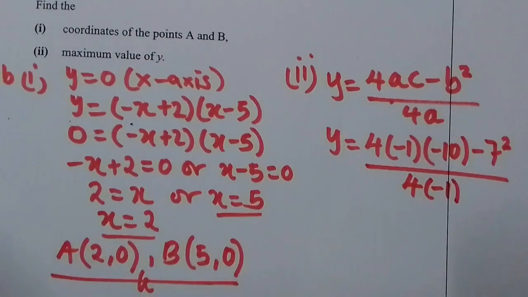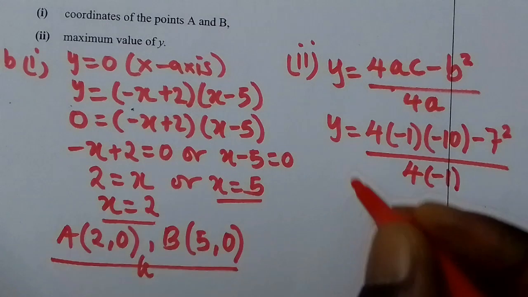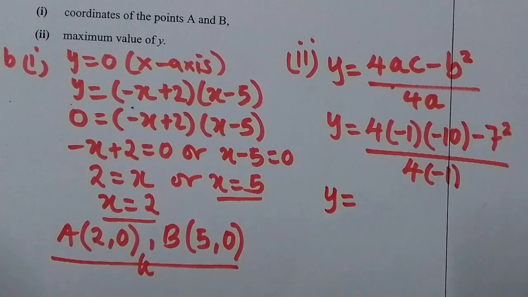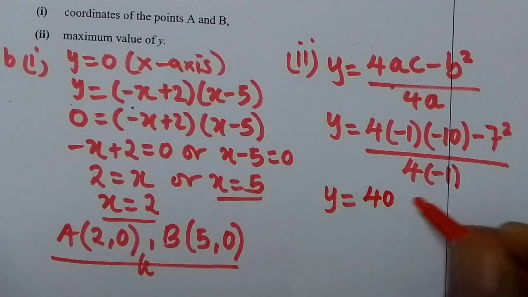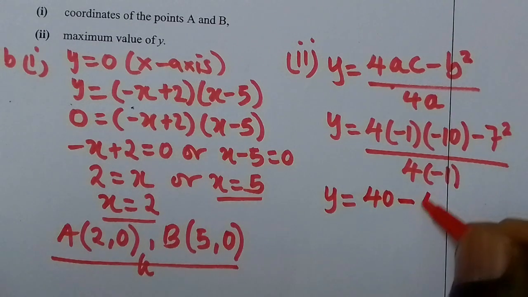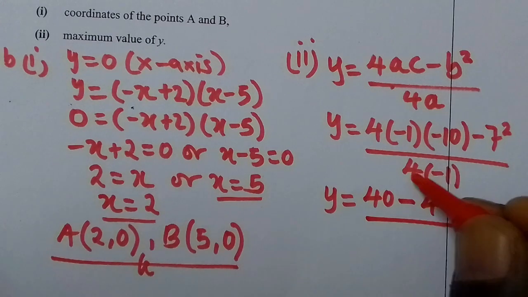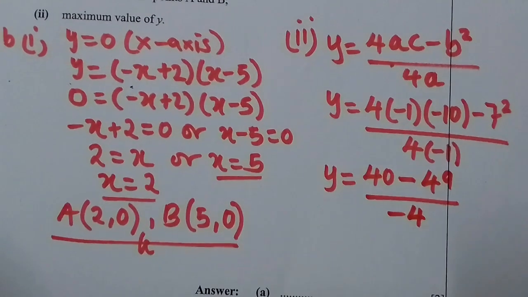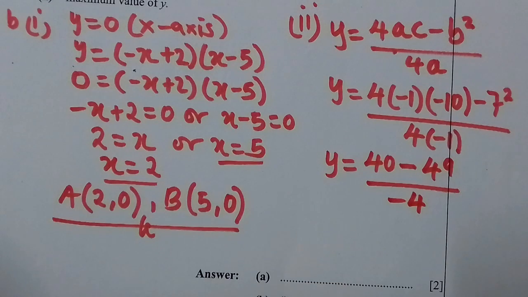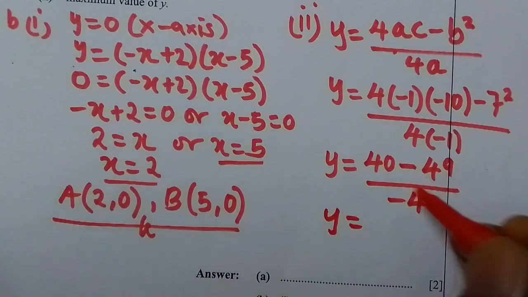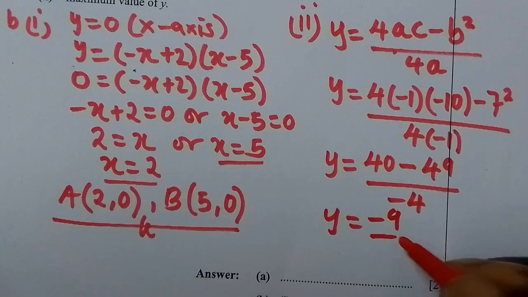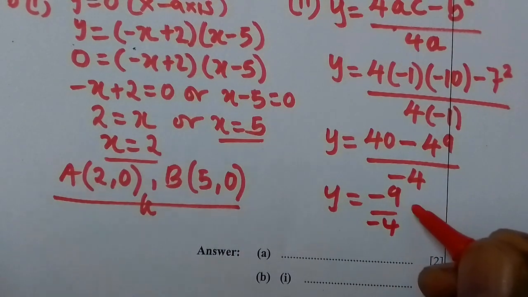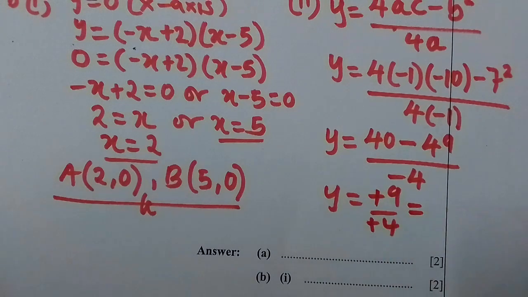So working it out gives y equal to 4 times negative 1 times negative 10. This gives positive 40 minus 7 squared, which is 49, over 4 times negative 1, that's negative 4. Then y equal to 40 take away 49, that's negative 9. So we've got negative 9 over negative 4. And when you divide negative by negative, this gives positive.